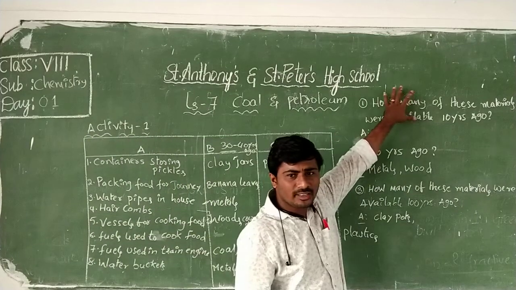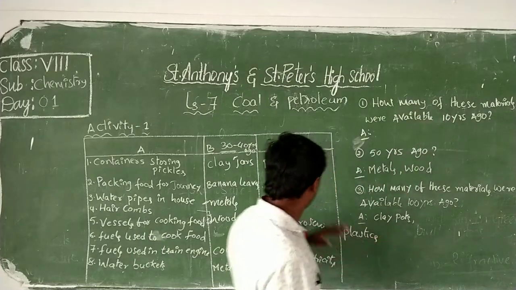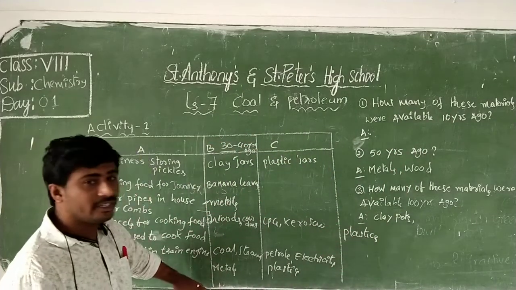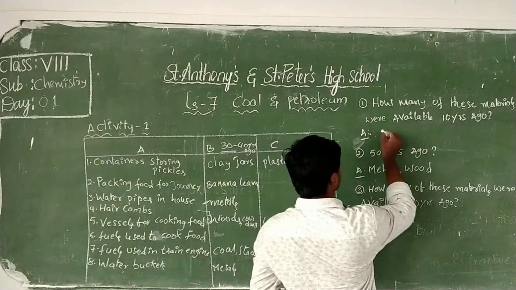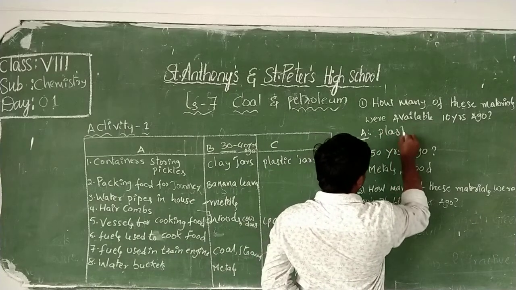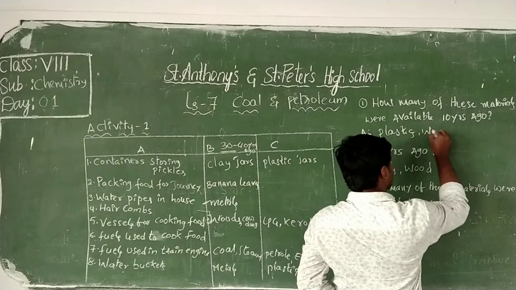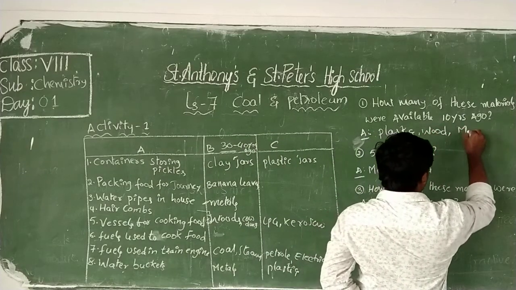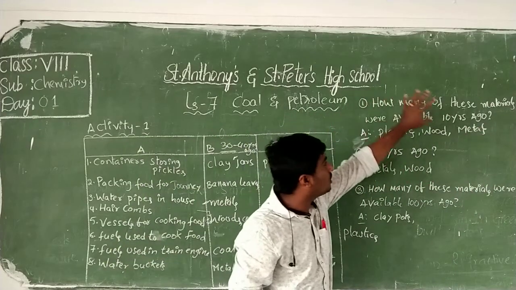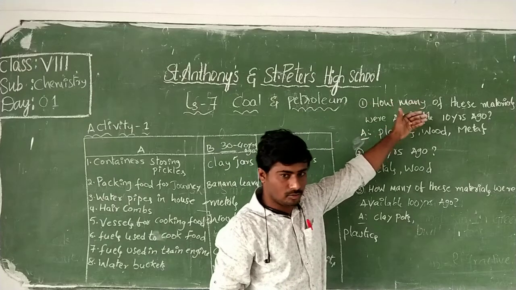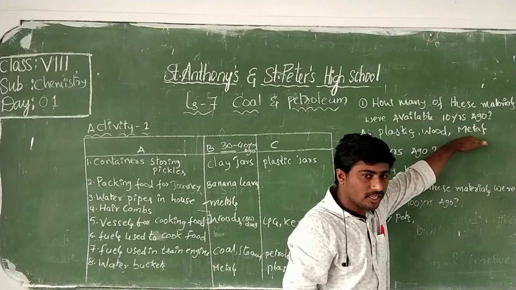Here are some questions. How many of these materials were available 10 years ago? From this we can simply say that 10 years ago plastics were available, wood is available, metals are available. Means nowadays plastics are available, wood is available, metals are available.